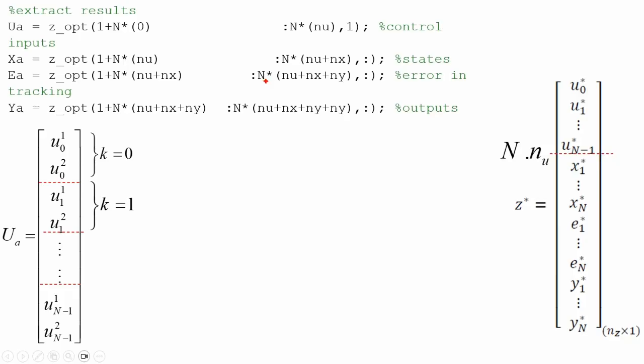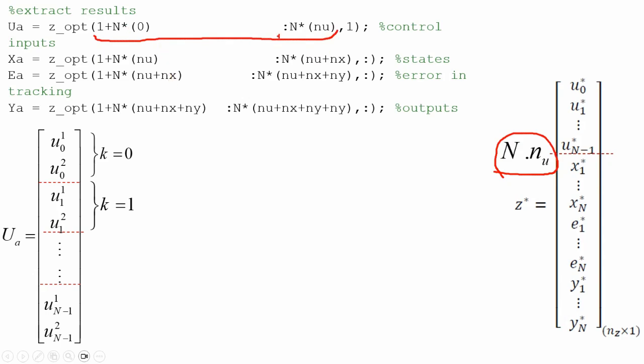Let's first extract the control inputs. The control inputs come first, so it starts from the first element. And how many control inputs do we have? We have n_u number of control inputs. So for the control inputs from the z-vector, let's look at here: u star, x star, e star, and y stars. The u's, of course, will start from the first row. It will end in the n_u-th row, because we have n_u number of control inputs in this vector. That's what we have done. It starts from 1, and it ends at row n_u.